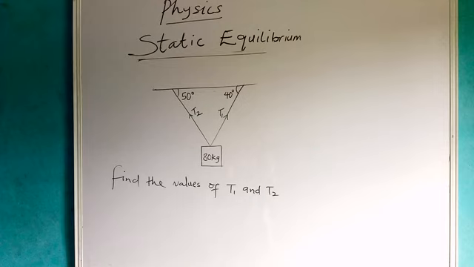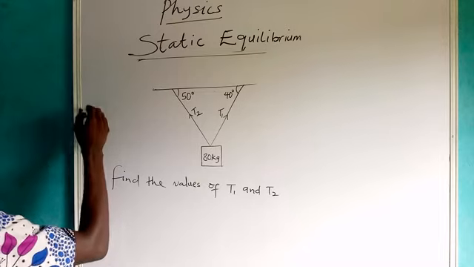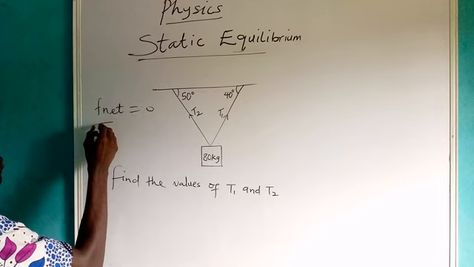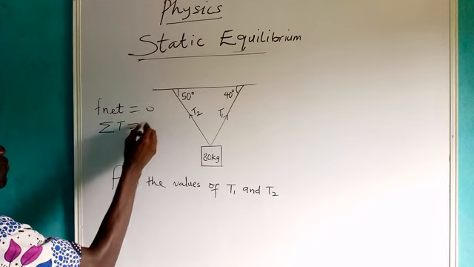Okay, let us see how we can solve this problem. Let us see how we can find the value of T1 and T2. To resolve this system, we need to consider static equilibrium. For static equilibrium, there are two conditions that must be fulfilled: the net force must be zero, and also the sum of the torque must be zero.